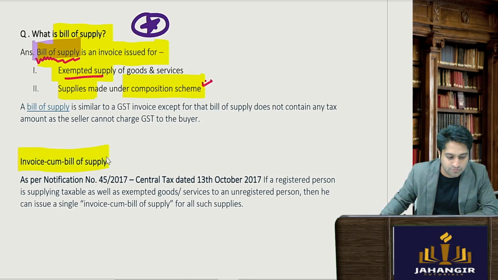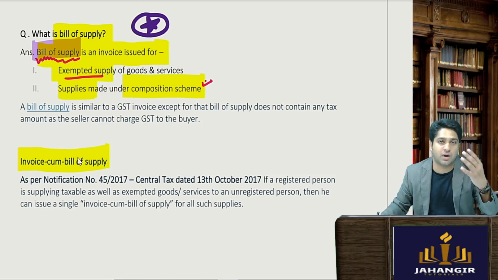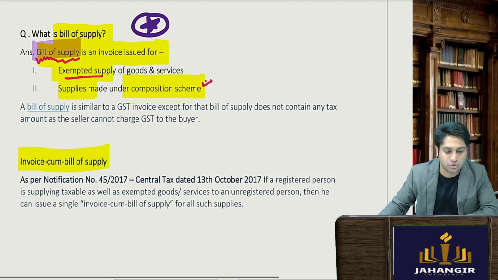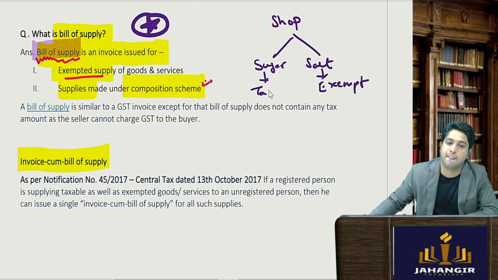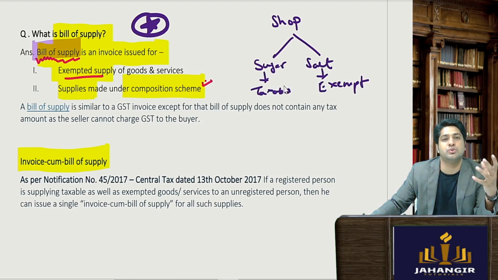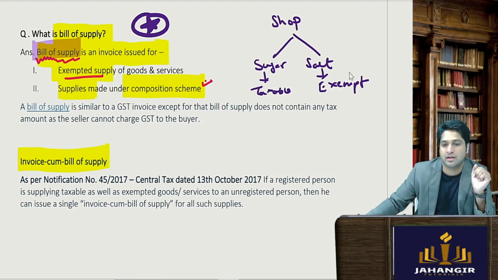Okay. Now what if I am supplying taxable as well as non-taxable goods in one particular transaction? Maybe you come to my shop, and in my shop you bought sugar and you bought salt. Now salt is exempt and sugar is taxable. Now you tell me, will you issue a tax invoice or a bill of supply? Exempt goods have a bill of supply and taxable goods have a tax invoice. What will you issue? This is very important.